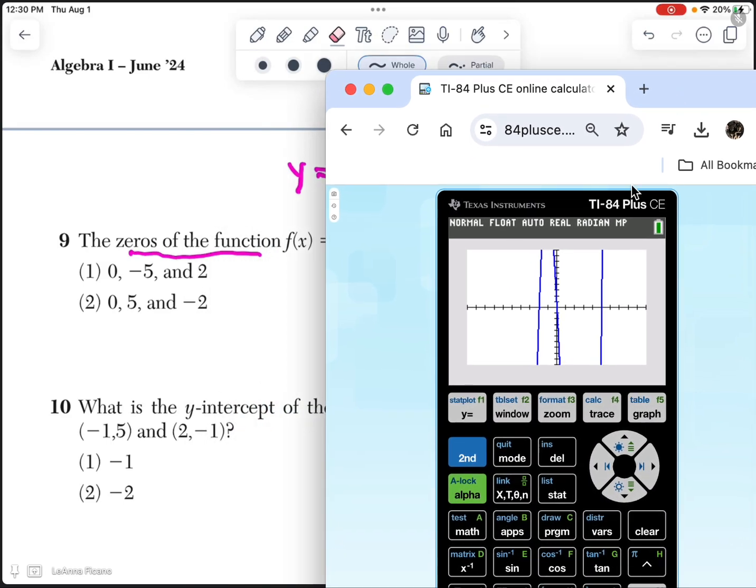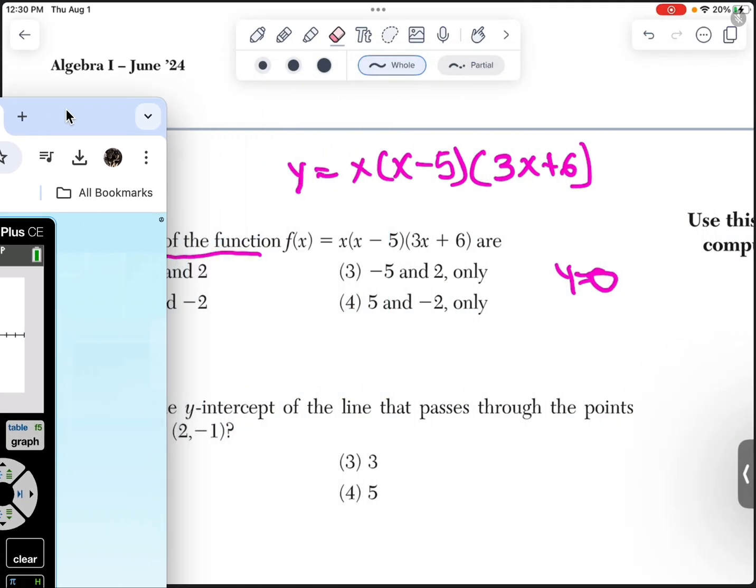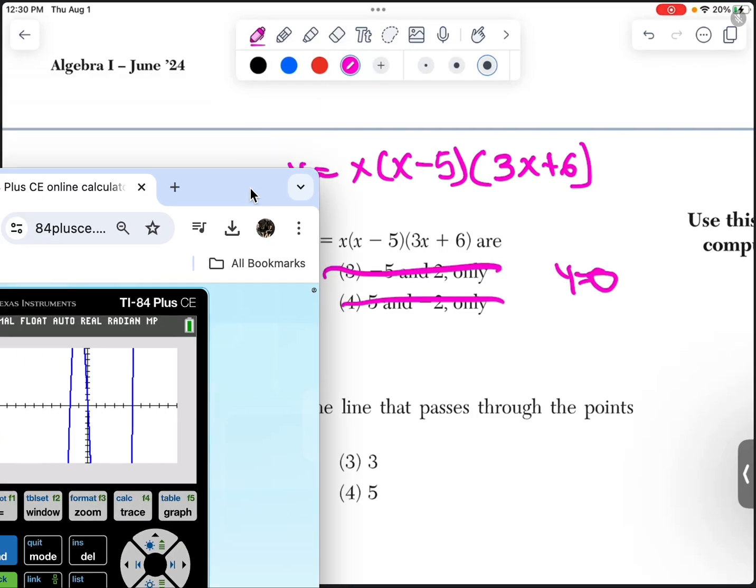Okay, so now just looking at this graph, I see definitely that there is a 0 at the origin, and also that, because there's 3 zeros, it can't be 3 and 4. It has to be 1 or 2.